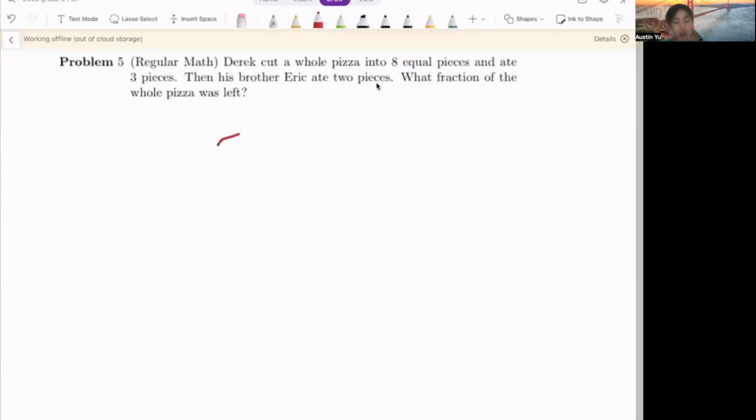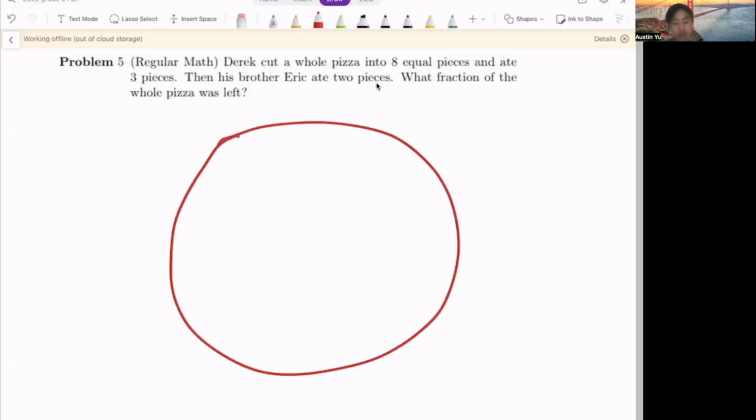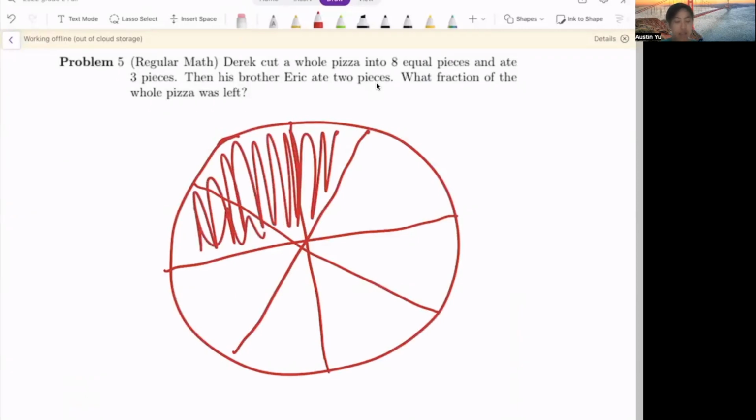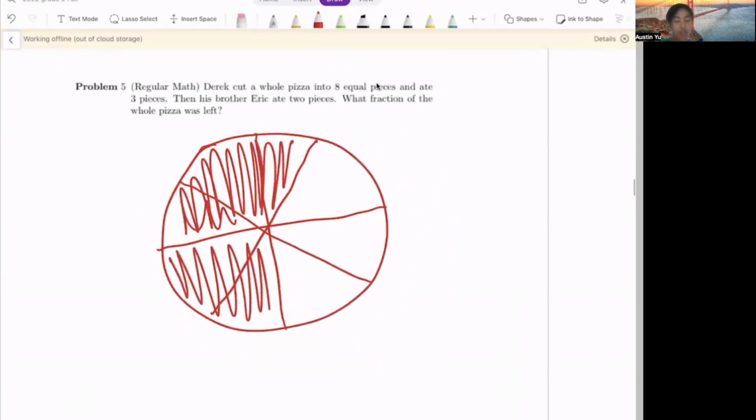So Derek cut a whole pizza into 8 equal slices. So let's just say slices. So we can mark this up. So there you go. That would be 8 slices of the pizza. And he ate 3 slices. So let's shade in 3 slices so that he ate it. And then his brother came and ate 2 slices. So let's shade that in again. So we're left with 3 slices.